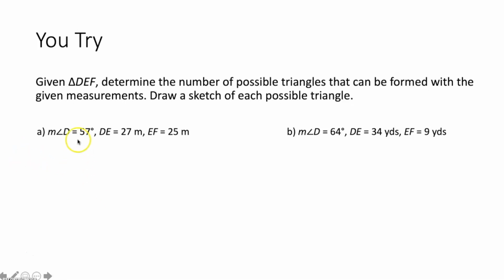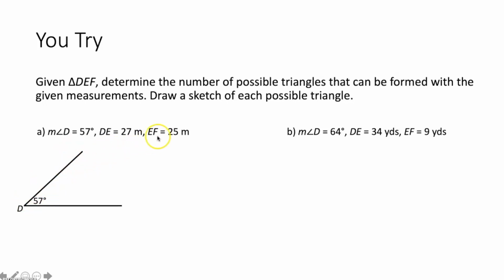I am again given an angle measure and two side lengths and tasked with determining how many possible triangles can be formed with these given measurements. So remember, the first thing I have to do is make a sketch. And in my sketch, the first thing I'm going to draw is my anchor angle, my given angle measure. So I'm going to create an angle with a measure of 57 degrees down here and call it angle D. Next, I'm going to label my adjacent side length, and it's always going to be the side to the left of my anchor angle. So it's going to be this segment right here.